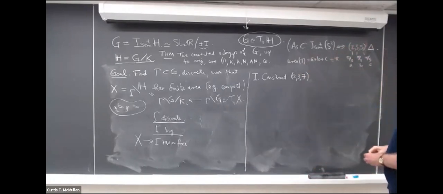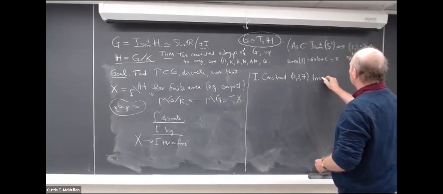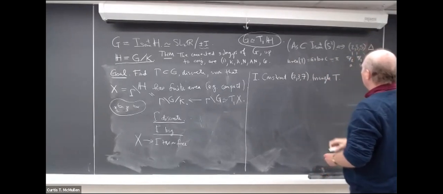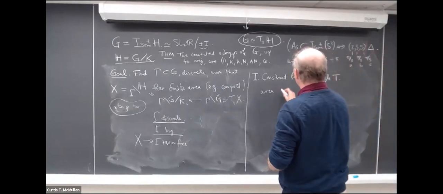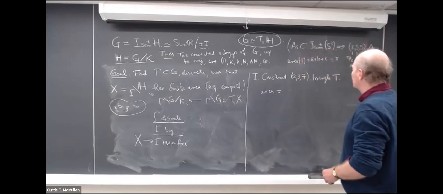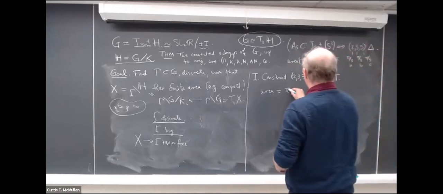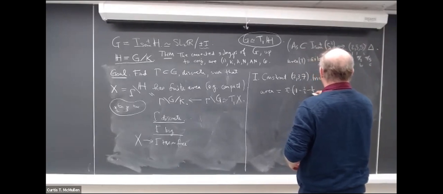Well, the same thing happens in hyperbolic space. So the triangle we're trying to construct here will have area, again given by its angle defect, but the angle defect here, the sum of the angles will be less than pi. So the area will be pi minus, well, let me write it this way, pi times 1 minus a half minus a third minus a seventh.